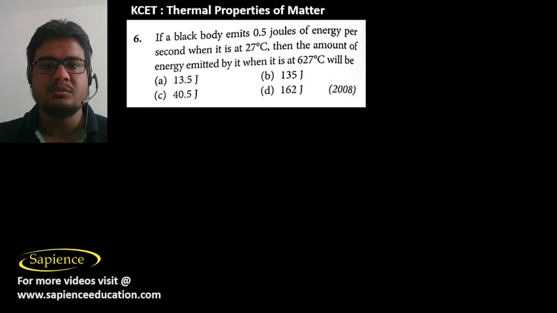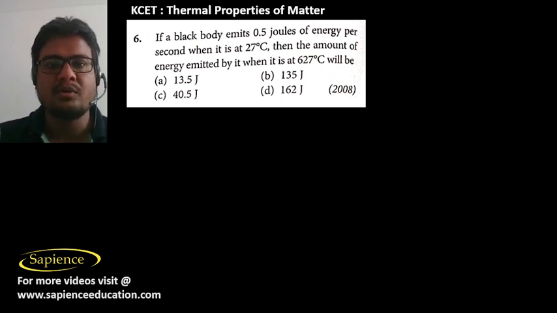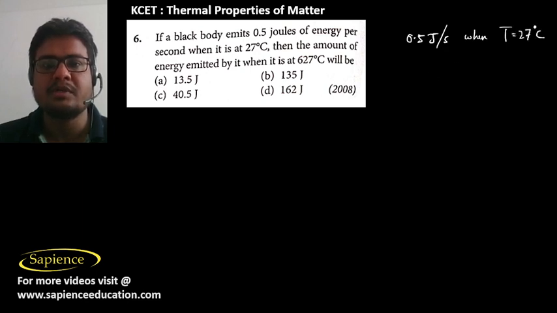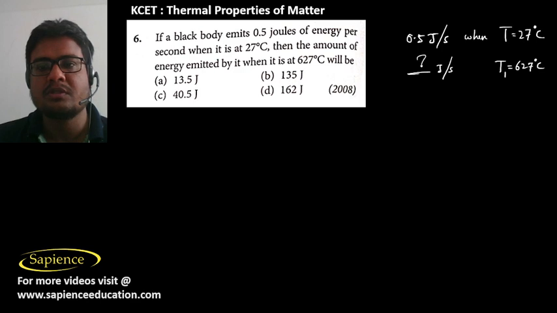Okay, then in question number 6 it is told that if a black body emits 0.5 joules of energy per second when the temperature is 27 degrees Celsius, then the amount of energy emitted by it when it is at T1, which is 627 degrees Celsius, how much energy will be emitted by it per second? How much will be the energy emitted in joule per second when T1 is this?